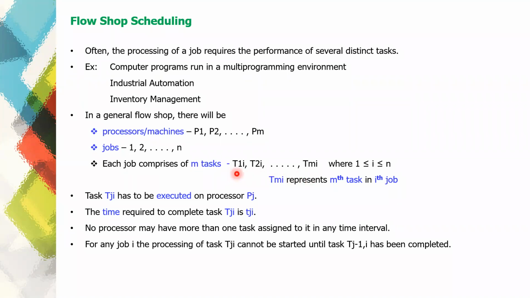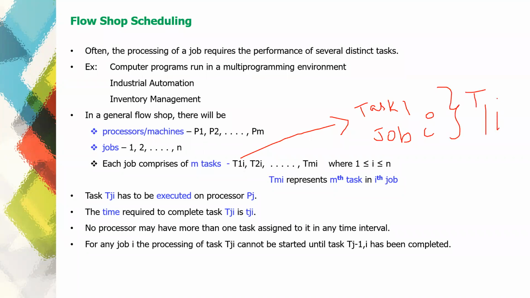where T1i represents task number 1 in job number i. Each job consists of a set of tasks. So this is the ith job. It comprises task number 1, task number 2, task number 3 and so on. Each job consists of a set of tasks.